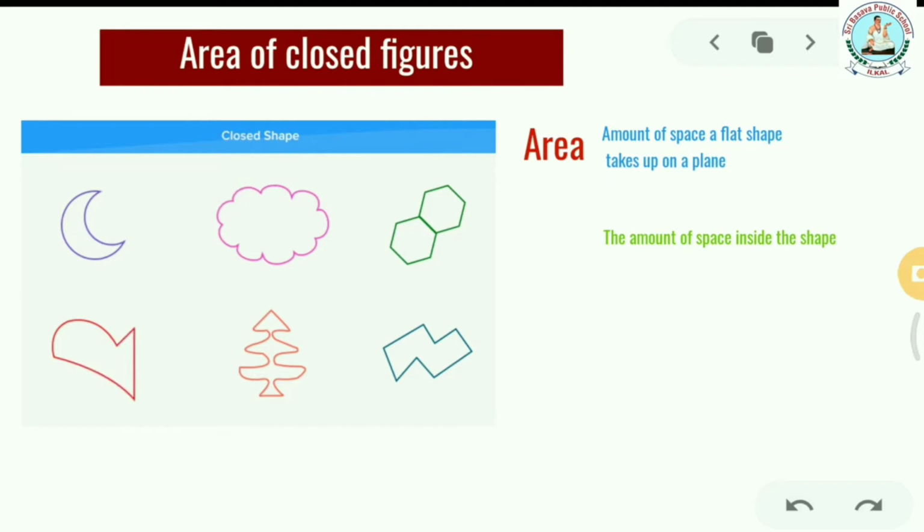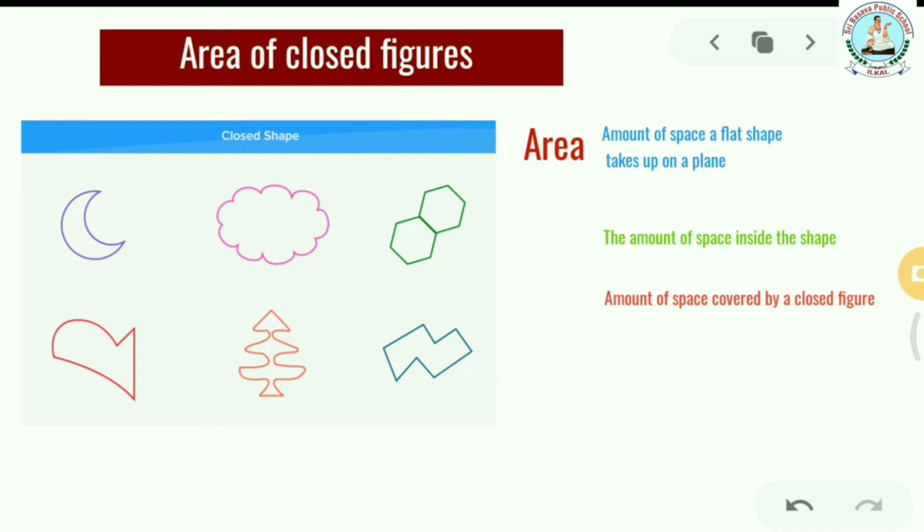And area can also be defined in another way, that is, the amount of space covered by a closed figure. These are all closed figures, not open figures, and the amount of space covered by this shape is this much. See here, this is the amount of space covered by this closed figure. That's why the space covered by this closed figure is called its area.